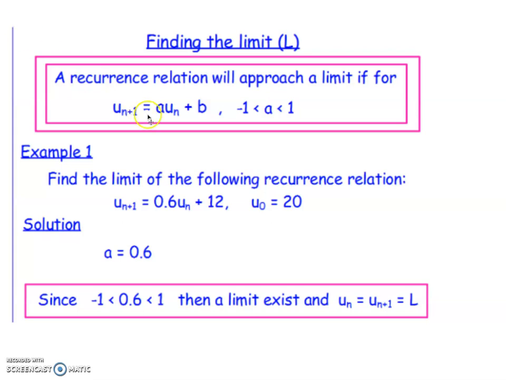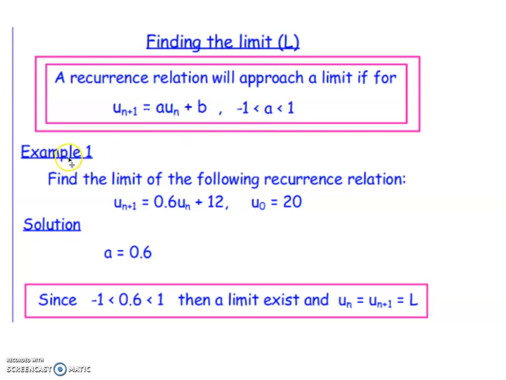And basically it's all down to this value for a here that's before the un. So a recurrence relation will approach a limit if, for the recurrence relation un plus 1 equals aun plus b, our a value is between -1 and 1. So a recurrence relation will not have a limit if it's not in this range. So if your a value was 2, it wouldn't have a limit. If your a value is -2, it wouldn't have a limit. But if it was anywhere between -1 and 1, you're going to have a limit.